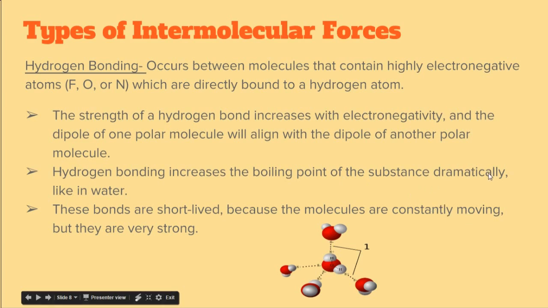Hydrogen bonding increases the boiling point of the substance dramatically. For example, water's boiling point is 100 degrees Celsius, but without hydrogen bonding, it'd probably evaporate in your hand. These bonds are pretty short-lived because the molecules are constantly moving, but they are very strong. They're short-lived because they have to be oriented perfectly, and since the molecules are constantly moving, they only exist for a short period of time. They dissipate pretty quickly, but they are strong for the time that they are made.